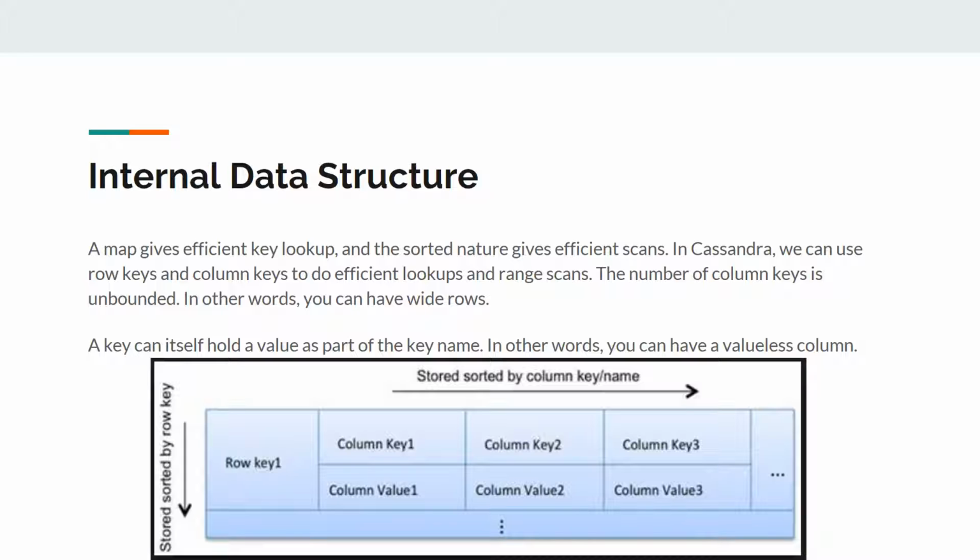A map gives efficient key lookup and the stored nature gives efficient scans. In Cassandra, we can use row keys and column keys to do efficient lookups and range scans. The number of column keys is unbounded. In other words, you can have wide rows. A key can itself hold a value as part of the key name. In other words, you can have a valueless column too.